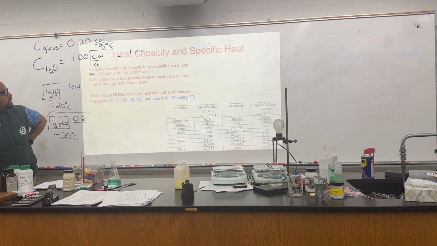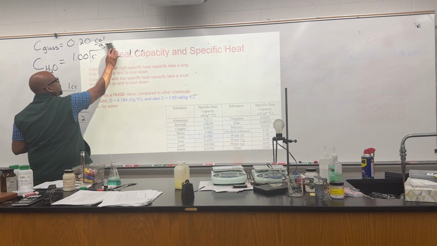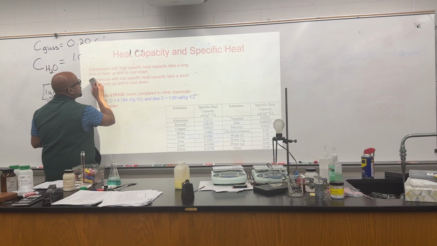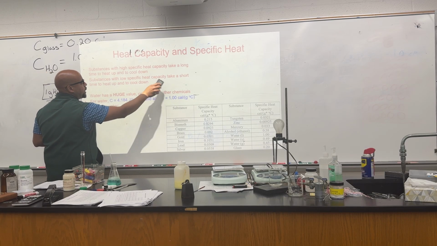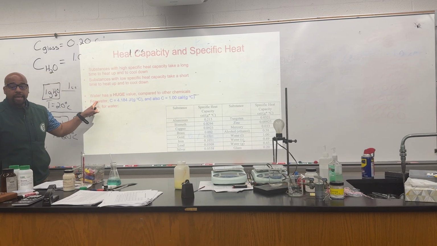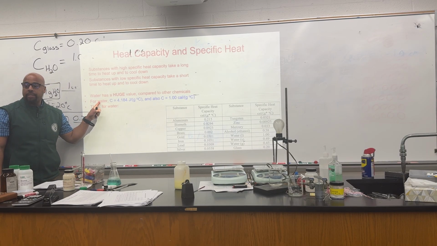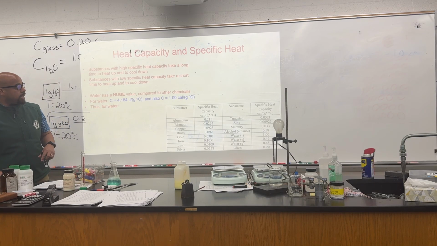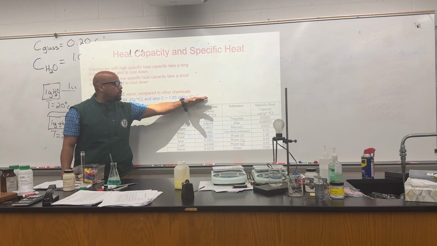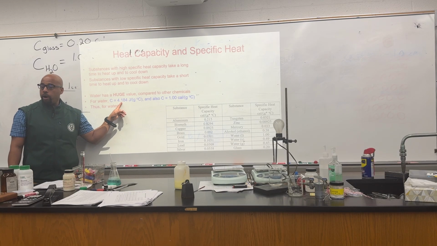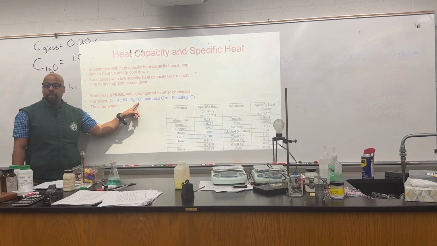So on this slide, it says once again, substances that have high specific capacities are going to take a long time to heat up and also cool down. Substances that have low specific capacities will heat up really quickly and cool down very quickly. Water has a really large specific heat capacity relative to other substances. You'll notice right here that I gave the specific capacity of liquid water as being 1.00 calories per gram degree Celsius, or you can write down 4.184 joules per gram degree Celsius.